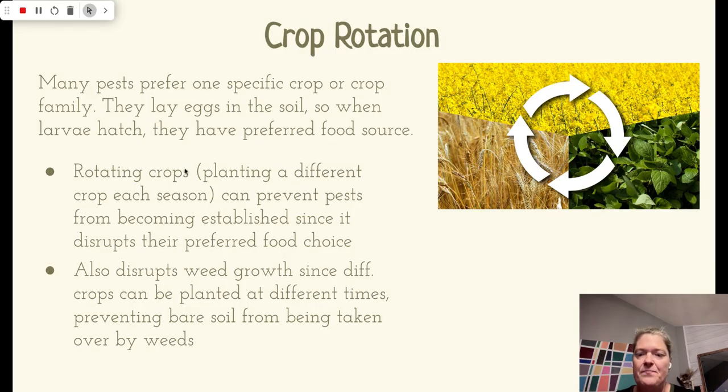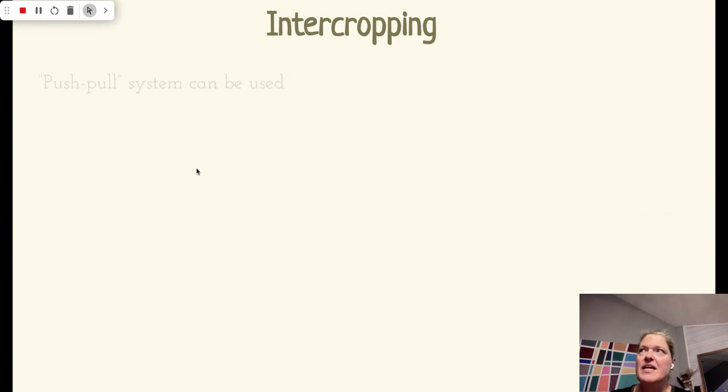Or if they do happen to start to have a population growth, it will stop that in its tracks the next growing season. This also not only takes care of pest species, but also disrupts weed growth. Since we can plant different crops at different times, you're hardly ever going to have bare soil that would then go through secondary succession and be taken over by other plants that you don't want to have there.